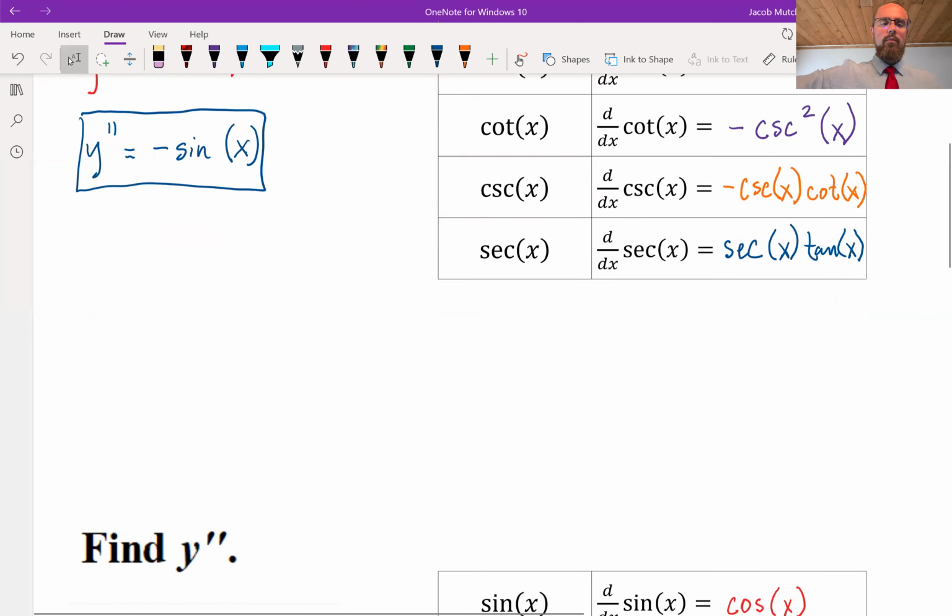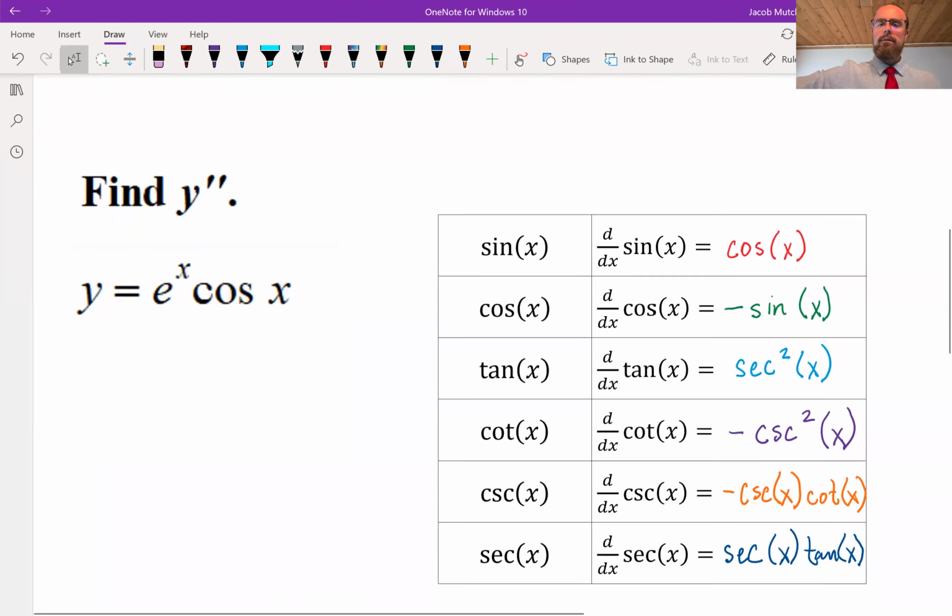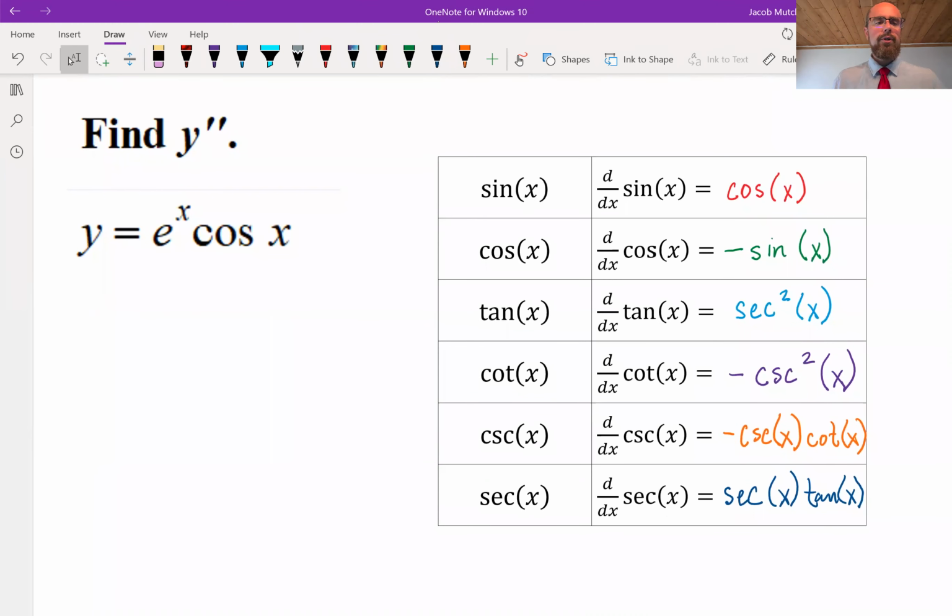Let's take a look at one that involves a product. So our function here is y equals e to the power of x times cosine x. So again, my instructions are to find y double prime, the second derivative of y. And because I've got a product here, what I see is that I have need of the product rule.